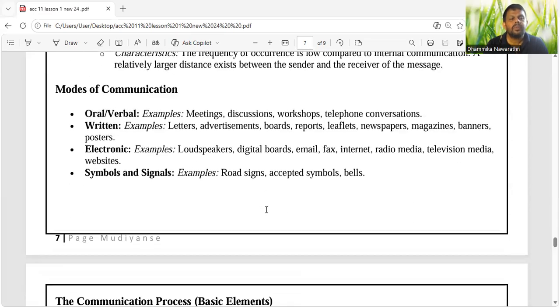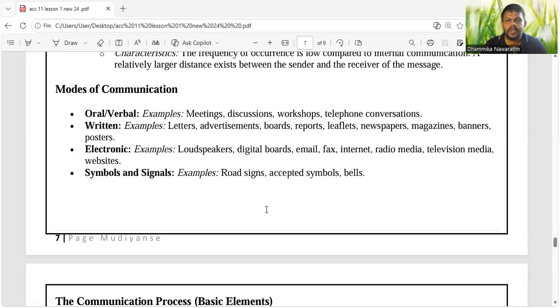Then the mode of communication: how can we communicate? We can communicate by oral and written methods, electronic methods, and symbols and signals. This time I am sending a message to you regarding these lessons orally, and I have sent you a tute, which is written. So we are using these things.